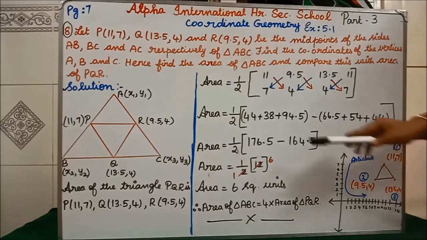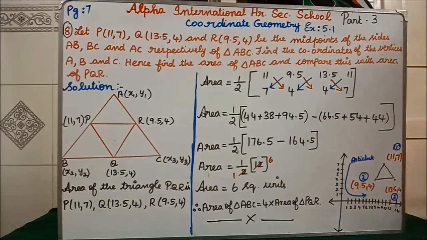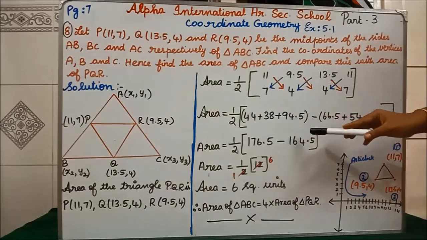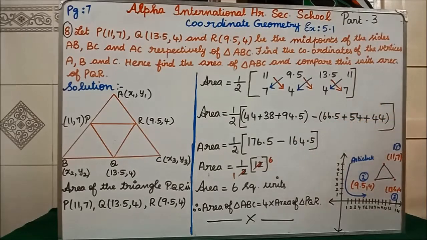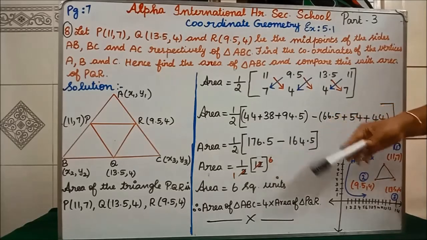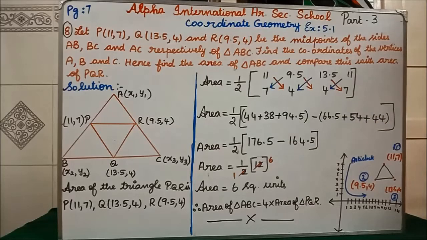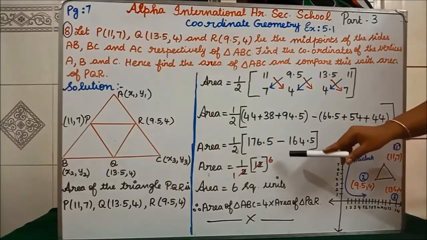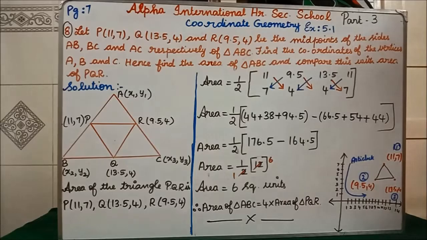In the next step, in between we are having a minus sign. So we have to subtract 176.5 minus 164.5. If we are subtracting, we are getting the answer as 12. So 2 and 12 will get cancelled, isn't it? It will go in 6 table. So after cancelling, we have got the area value as 6 square units.